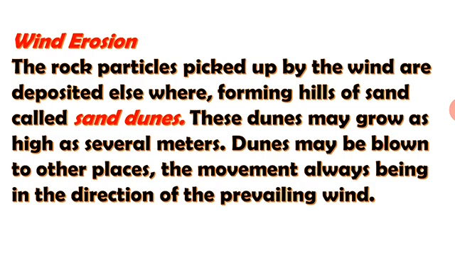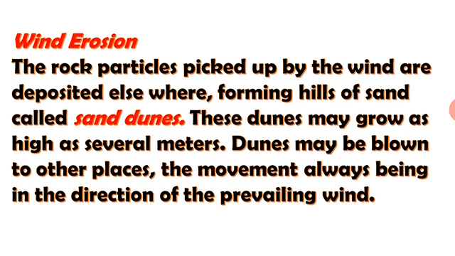So next is wind erosion. A while ago we talked about water erosion, now let's deal with wind erosion. The rock particles picked up by the wind are deposited elsewhere, forming hills of sand called sand dunes. These dunes may grow as high as several meters, especially when something stands in the way to slow down the wind and thus make it drop its load.